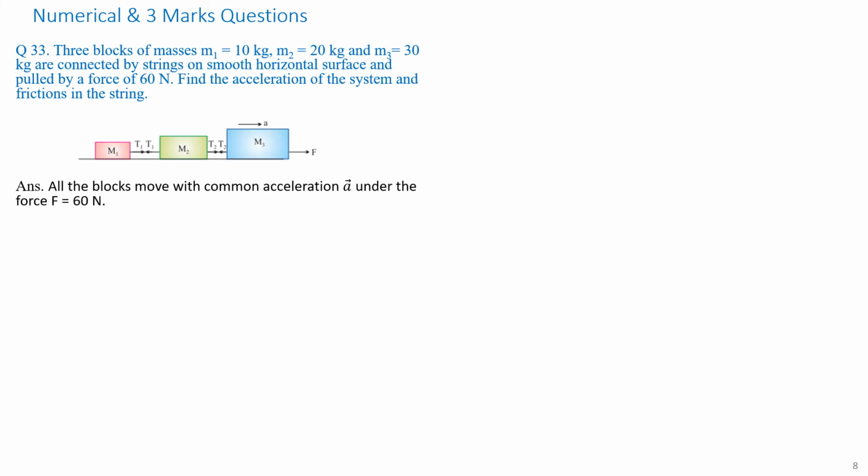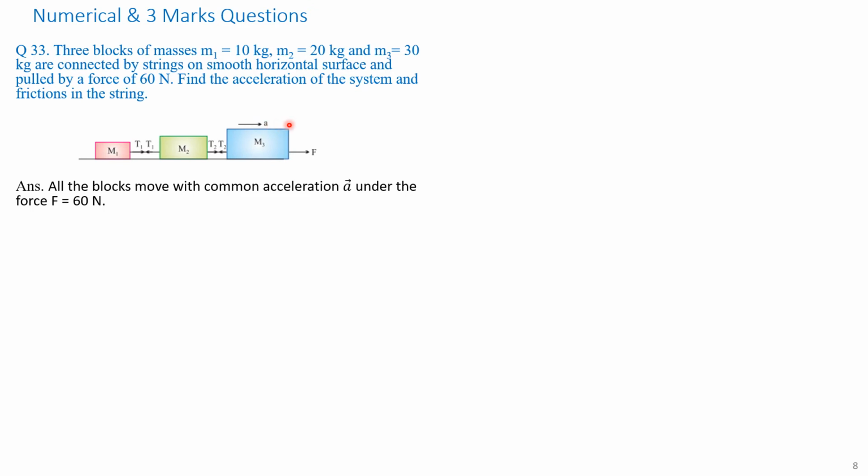Next question. Three blocks of masses M1 is equal to 10 kg, M2 is equal to 20 kg, and M3 is equal to 30 kg are connected by strings on a smooth horizontal surface and pulled by a force of 60 newtons. Find the acceleration of the system and the tensions in the strings. The diagram is shown here, M1, M2 and M3, and the tensions T1, T2 are shown in the figure.